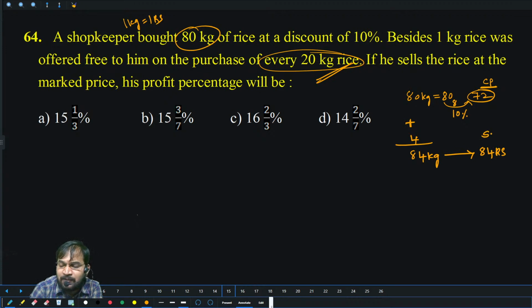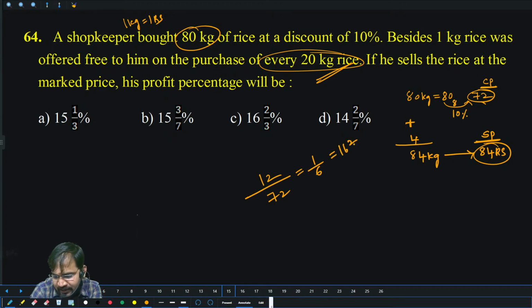This 84 rupees is the selling price. Profit is 12 on 72, that is 1 by 6. 1 by 6 is nothing but 16 2/3. Your answer is 16 2/3.